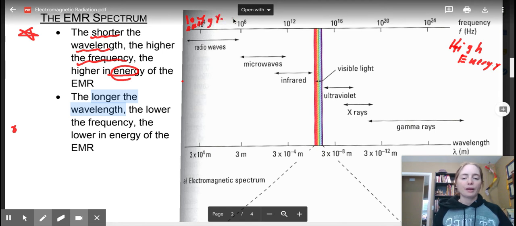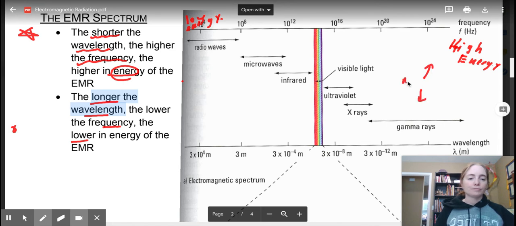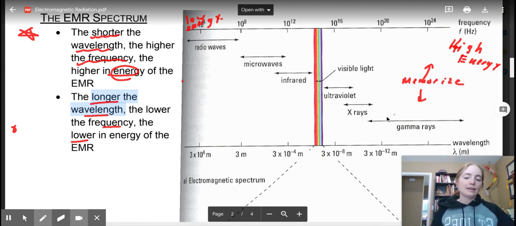Okay. So you have your wavelength down here, and you have your frequency up there. So the longer the wavelength, the lower the frequency, the lower the energy. Okay. So other things that you are going to need to memorize, if there was a diploma exam, you would need to memorize the frequencies and the wavelengths of each of the categories of electromagnetic radiation.